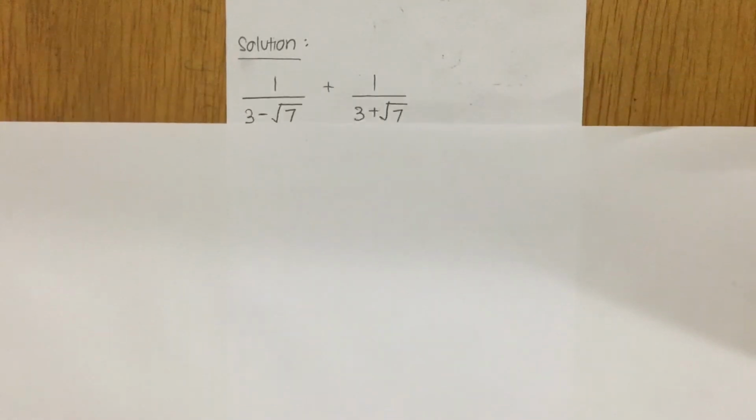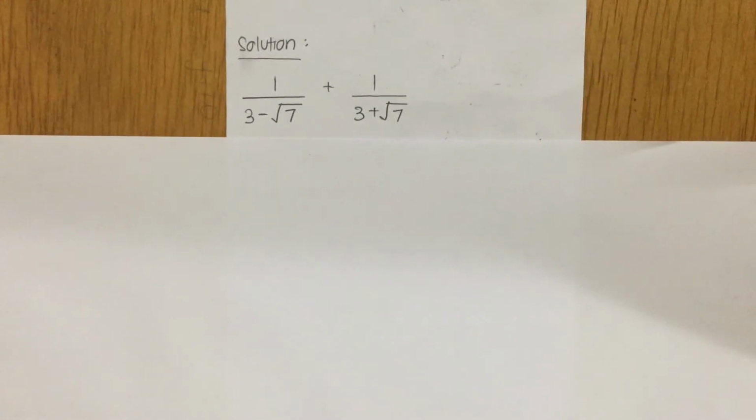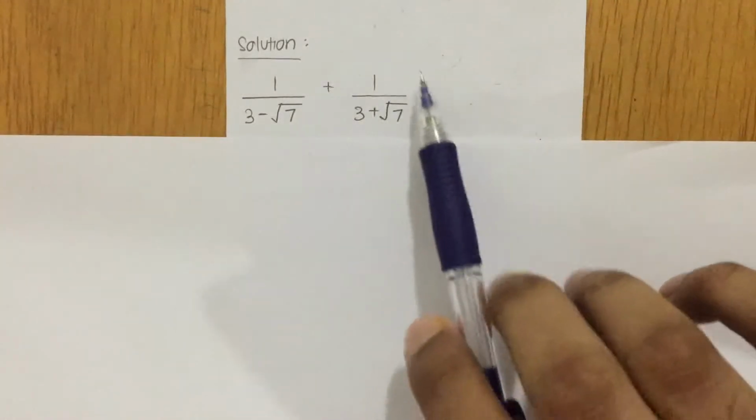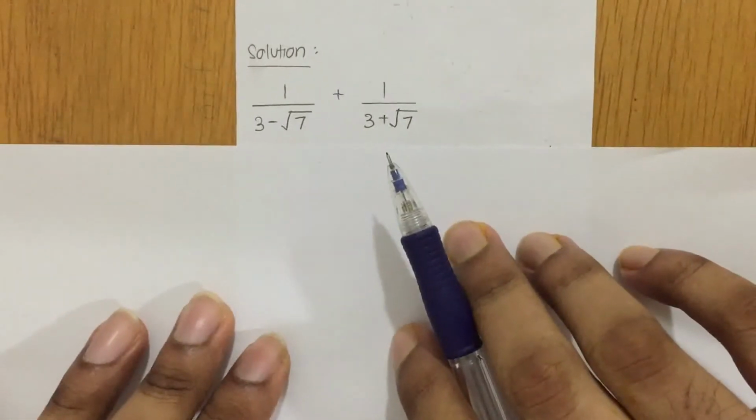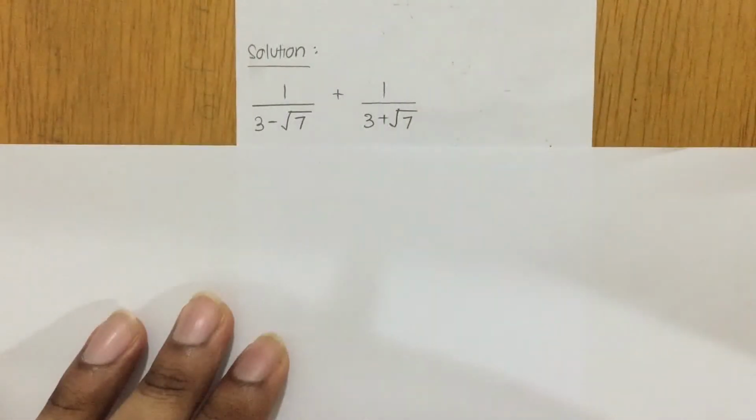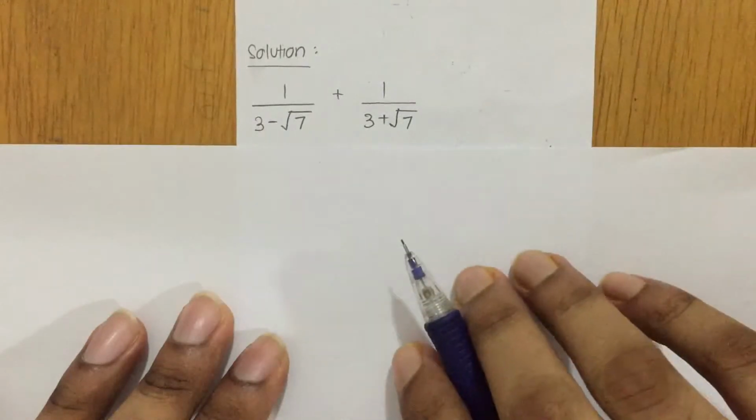To start off, we rewrite the whole question over here. 1 over 3 minus square root 7 plus 1 over 3 plus square root 7. So from here, how are we going to continue, guys? Any ideas? If you don't have any idea, don't worry, I'm going to teach you now.